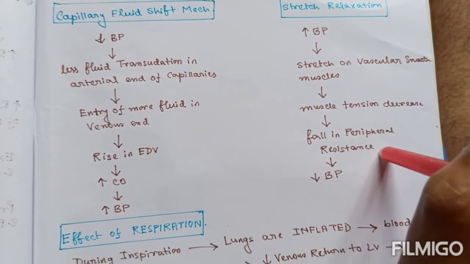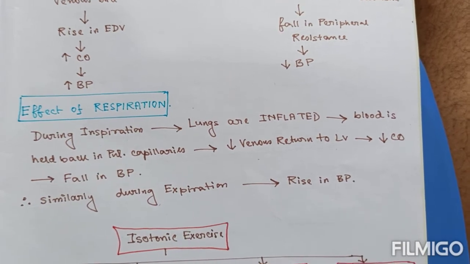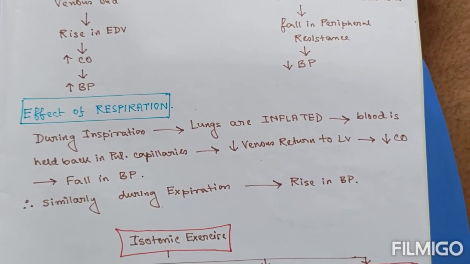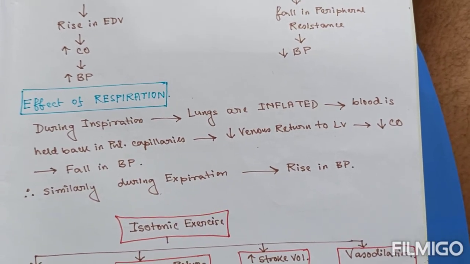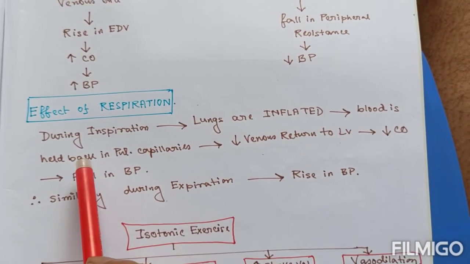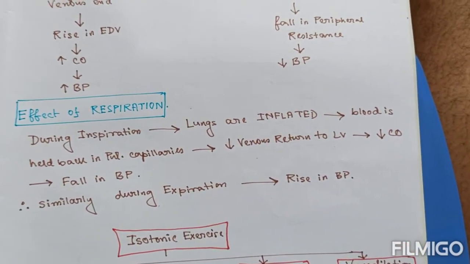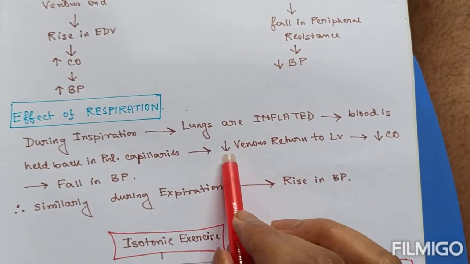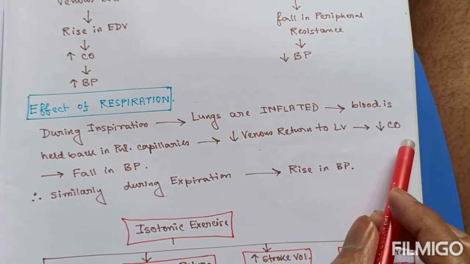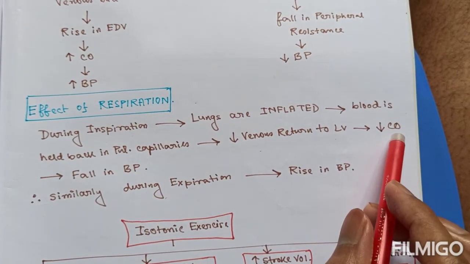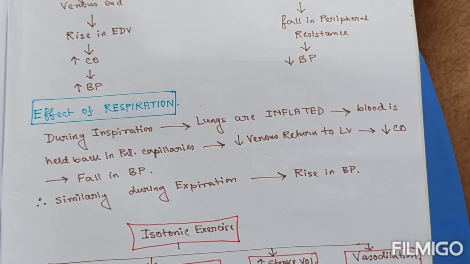If we look at the effects of respiration, during inspiration the lungs are usually inflated to a certain limit so that blood is held back in the pulmonary capillaries due to suction pressure or negative pressure, and this will cause decreased venous return to the left ventricle, and thereby reduced cardiac output, and it will cause again a fall in BP.